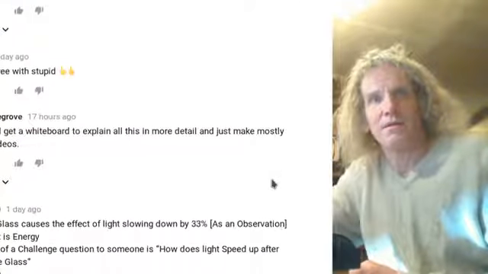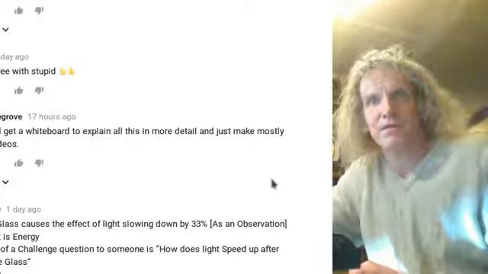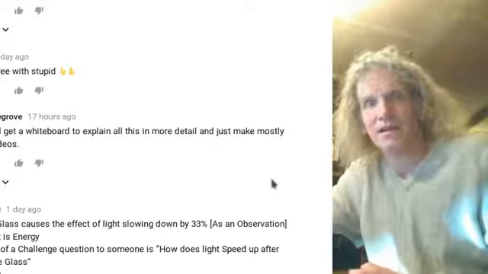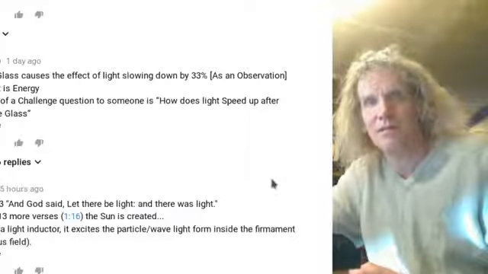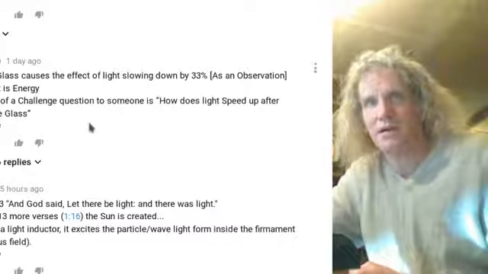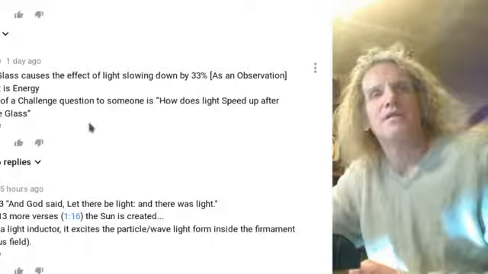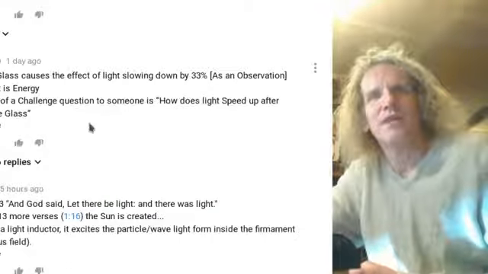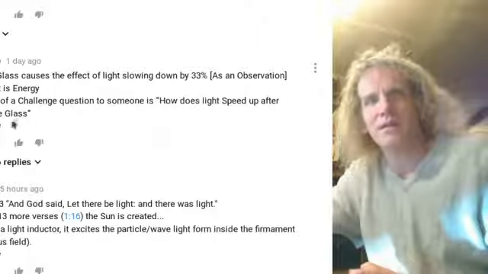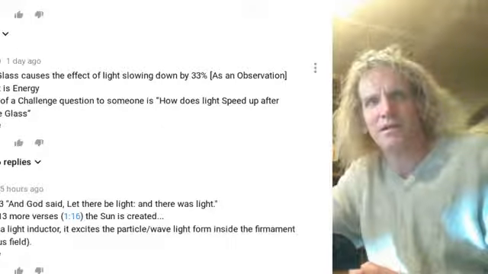I think I agree with stupid. Let's see, you should get a whiteboard to explain all this in more detail. Well, how can he explain a coaxial cable of light? Come on. Since the glass causes the effect of light slowing down by 33%, it's 40, but whatever. And if part of the challenge question to someone is, how does light speed up after leaving glass?